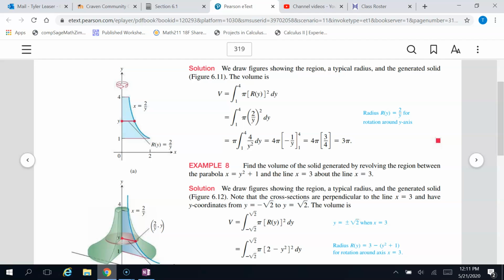Okay, so here we go. Example 8. Find the volume of the solid generated by revolving the region between the parabola x equals y squared plus 1 and the line x equals 3 about the line x equals 3.